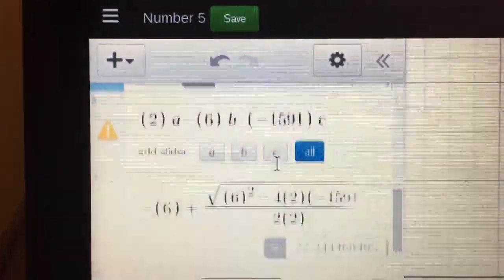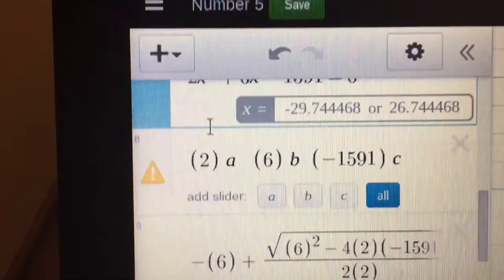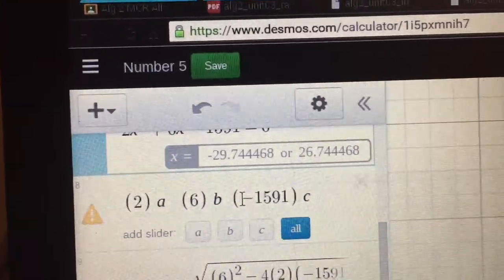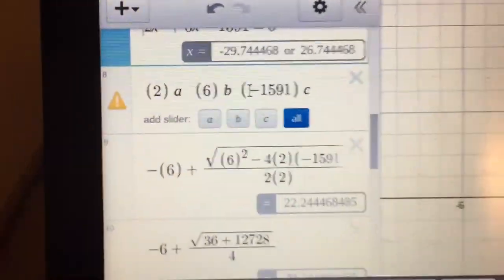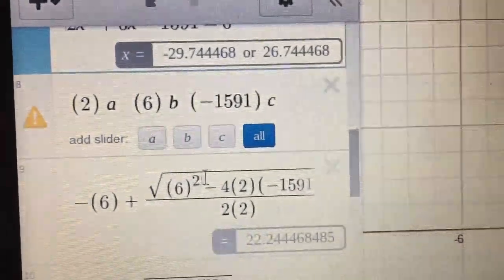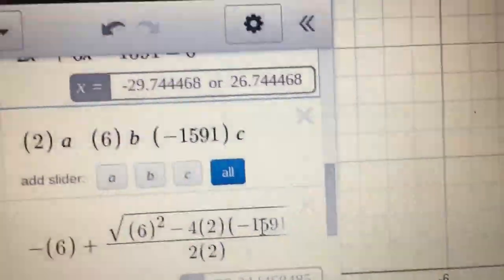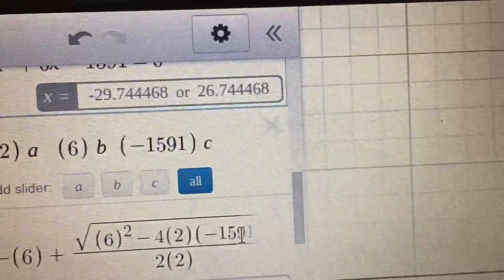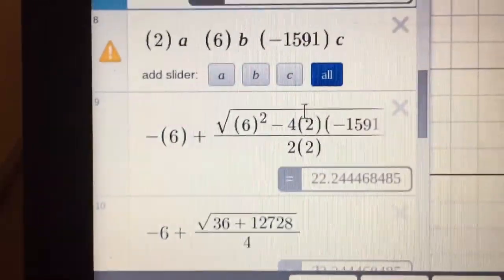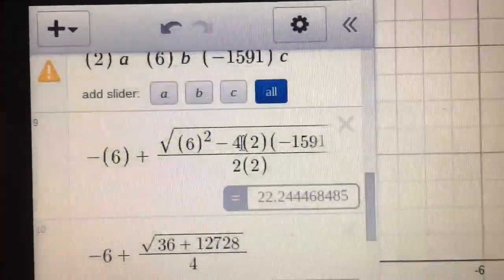Okay, now we're going to put that into the quadratic formula. Your A would be 2, your B would be 6, and your C would be negative 1591. So when we move down, we get negative 6 plus or minus the square root of 6 squared minus 4 times 2 times negative 1591, over 2 times 2. Once we do the math for that, we would get this.